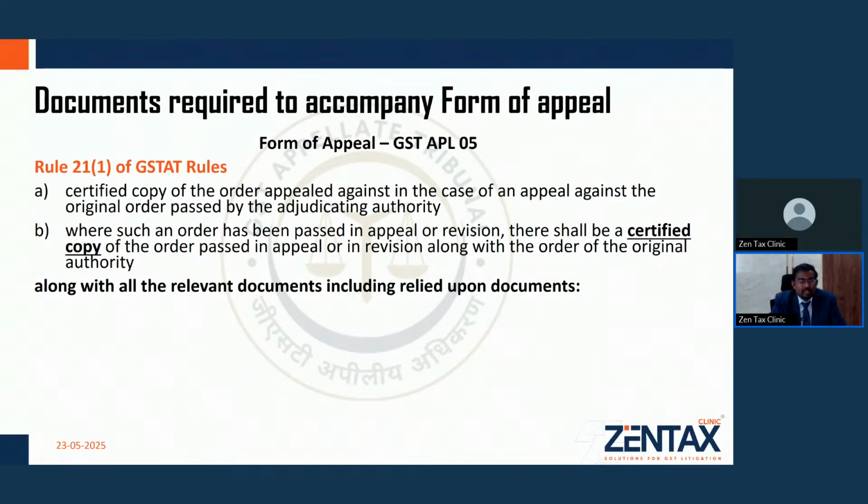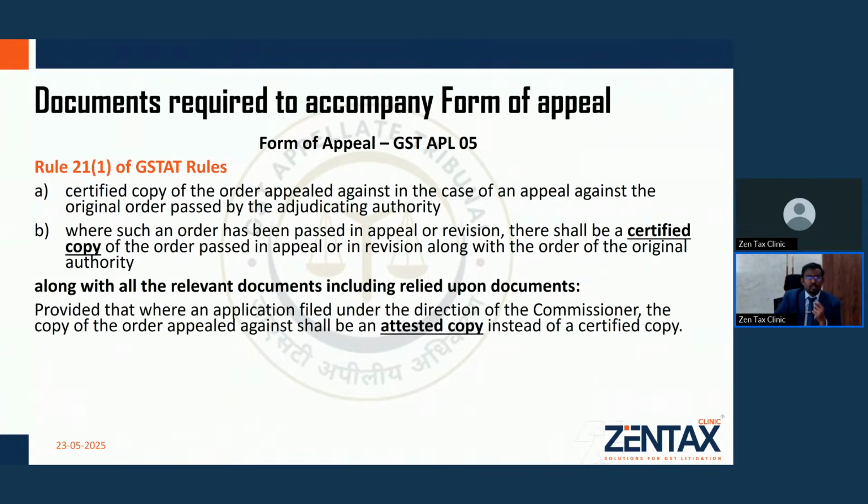If you look into the case ID in the GST portal, all the documents relating to a specific case are generally grouped into a case ID. Even if you go to our Zentax portal, all the details and documents relating to a specific case are grouped together. So all the relevant documents relating to the case necessarily have to form part of and accompany the form of the appeal. That is one of the most important criteria.